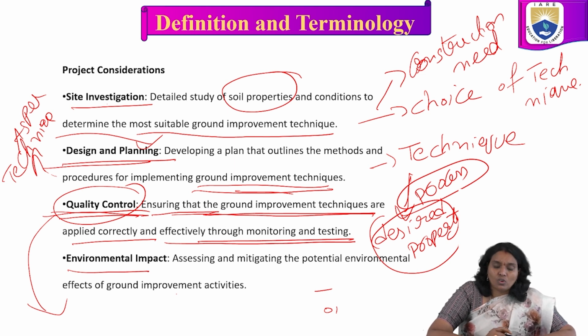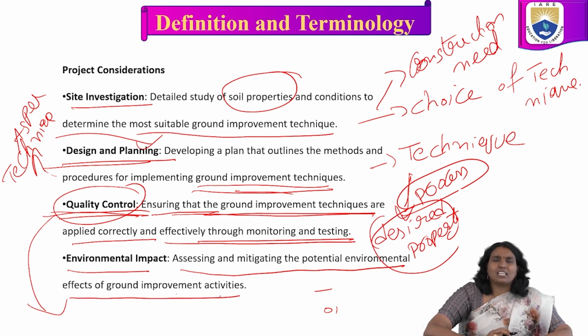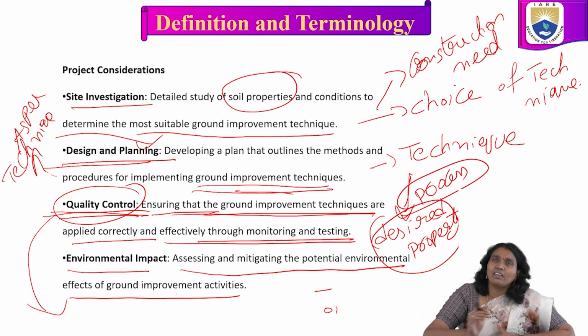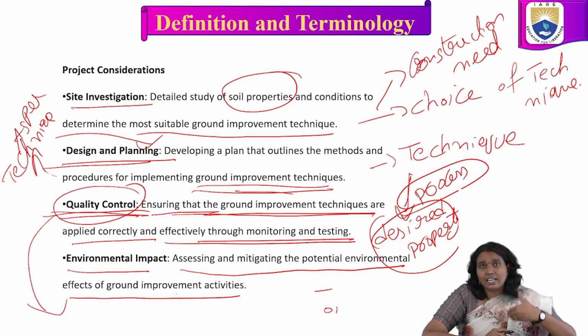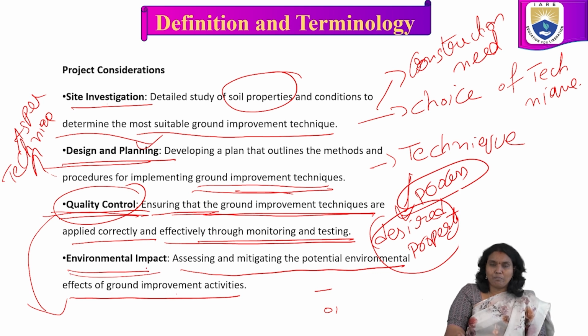Environmental impact: assessing and mitigating the potential environmental effects of ground improvement activities is also important in our chosen method. Whatever the method, how does it affect the environment, and is there any way to reduce the impact? Are there any suggestions or other methods that may give better results without affecting the environment? How are we reducing the environmental impact? These are all the parameters we have to understand in ground improvement techniques.